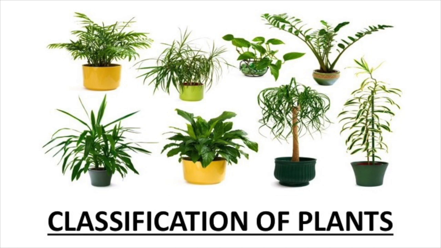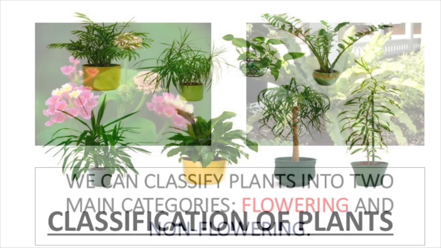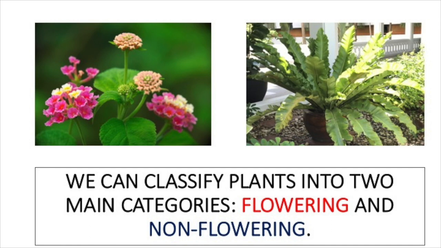Classification of plants. And we'll be using two main classifications, flowering and non-flowering. We can classify plants into two main categories. Flowering and non-flowering. So let's see, guys, here we have two pictures. In this picture here on the left, do we think flowering or non-flowering? Flowering. Yes, you can see the pretty colors.